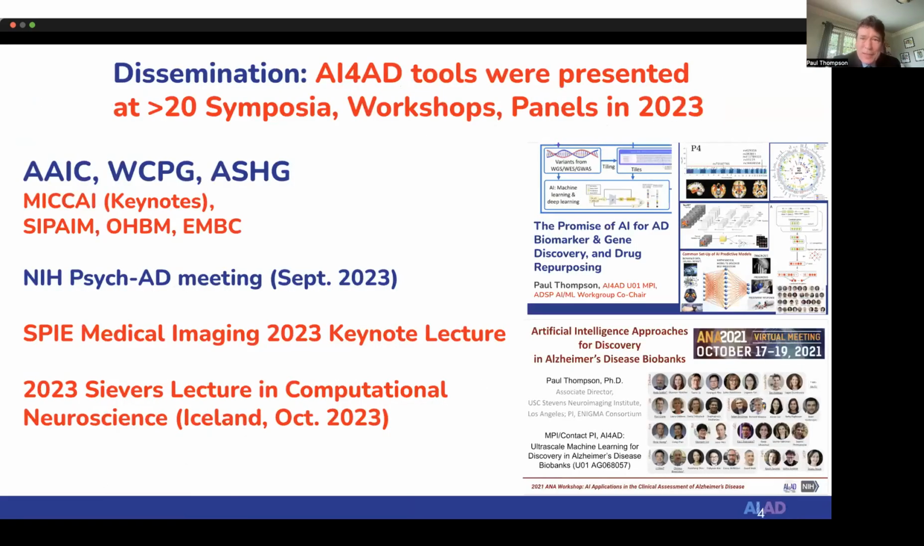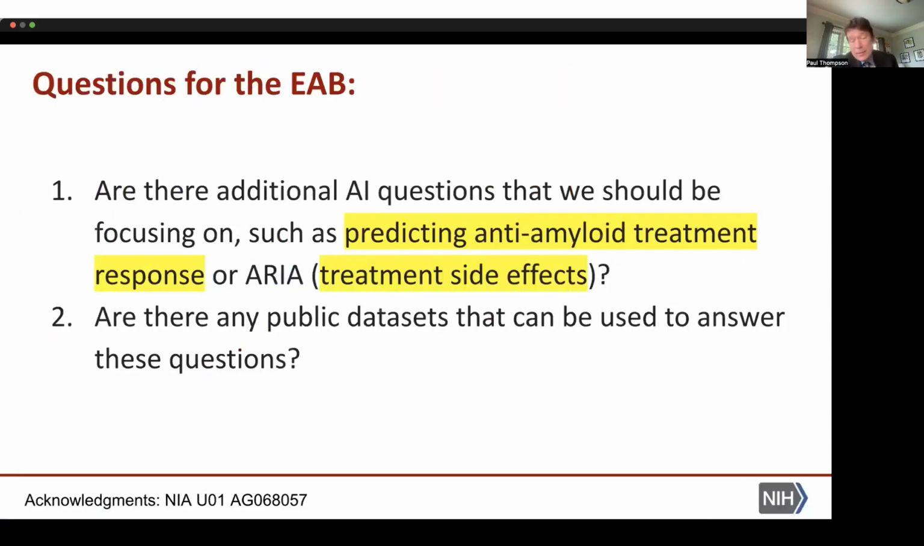Last of all, the tools I discussed have been presented at over 20 symposia, workshops, and panels in the last year, notably the ones that are listed here. And some final questions we'd like to ask: are there any additional AI questions that we should be focusing on, such as predicting anti-amyloid treatment response, or so-called ARIA, a treatment side effect of anti-amyloid drugs? And secondly, are there any public data sets that can be used to answer these questions?